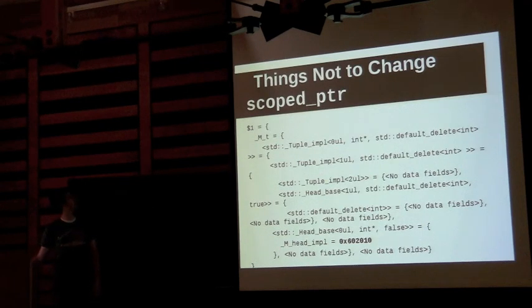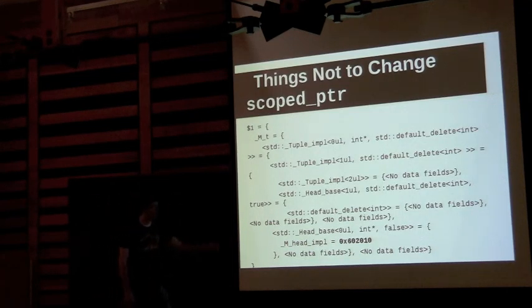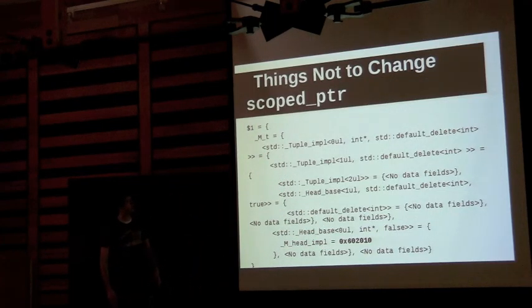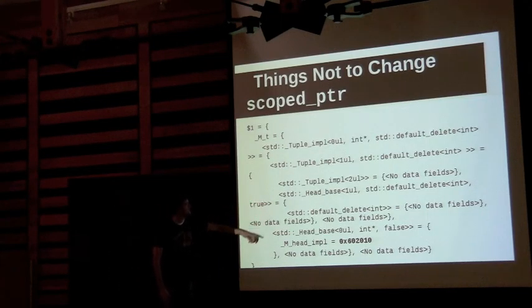So here's another example, scope pointer. This is one that people don't really think about. This is the GDB output of a unique pointer to an integer. The actual information is right here. The rest of this is garbage. It's stuff that I'm not using. You can kind of see I'm using the default deleter for the int. Yeah, okay. I've got some no data fields in the tuple.